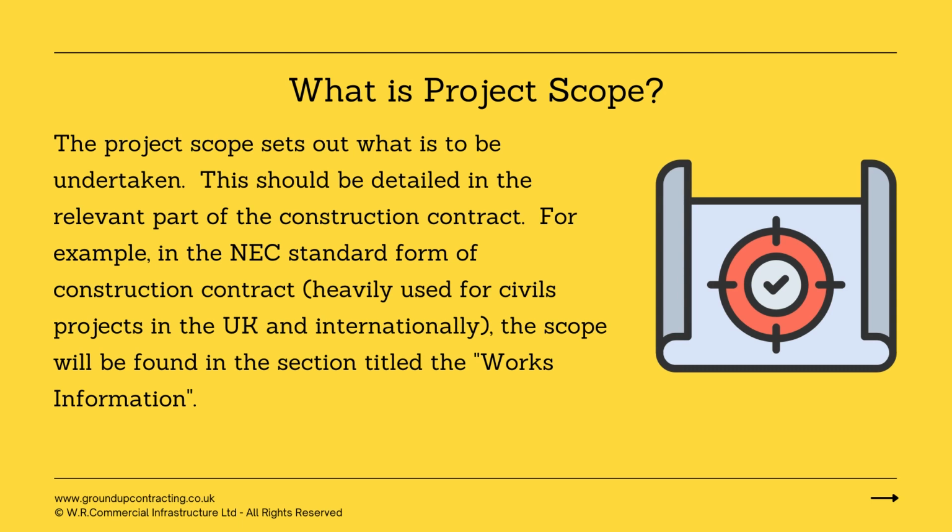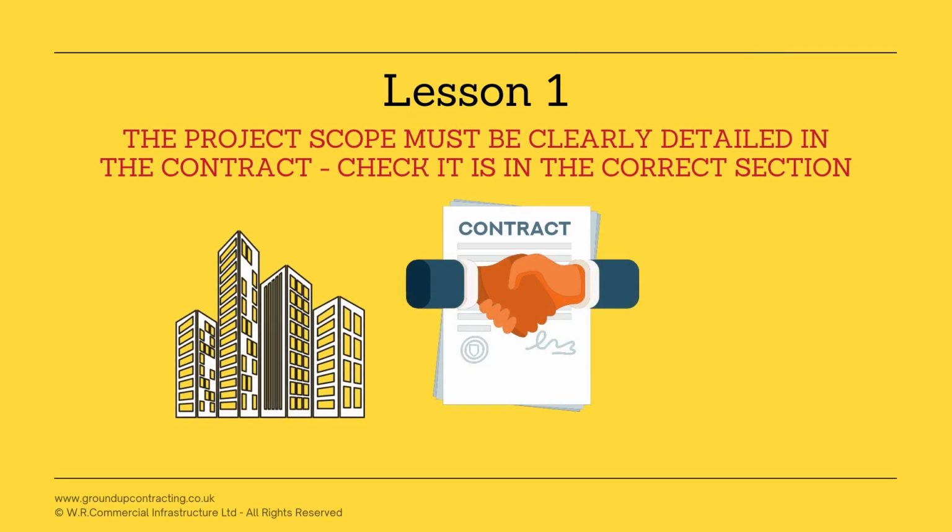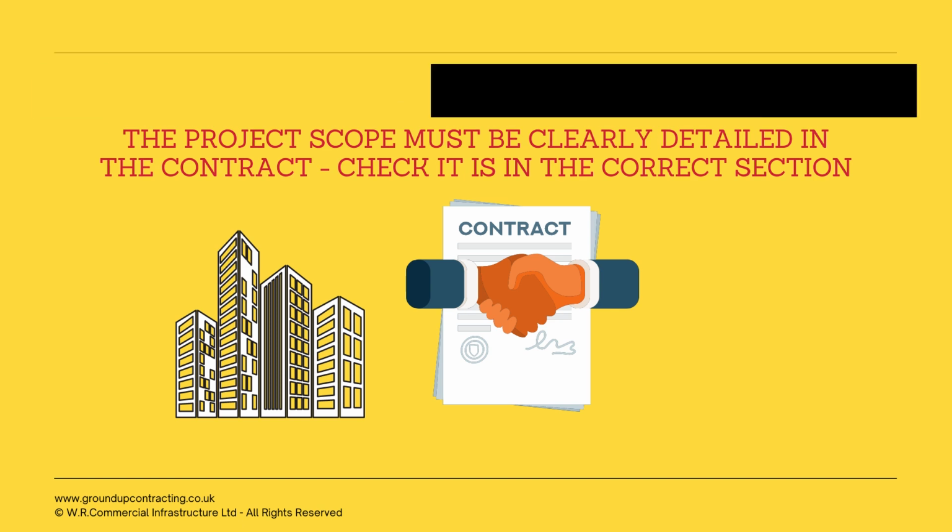The project scope sets out what is to be undertaken. This should be detailed in the relevant part of the construction contract. For example, in the NEC standard form of construction contract, which is used heavily in the UK for civils projects, the scope will be found in the section titled the Works Information. So lesson 1 is that the project scope must be clearly detailed in the contract that you may have received, and this should be in the correct section of that contract.